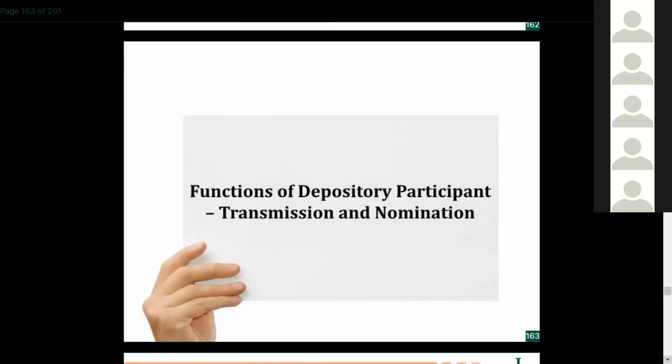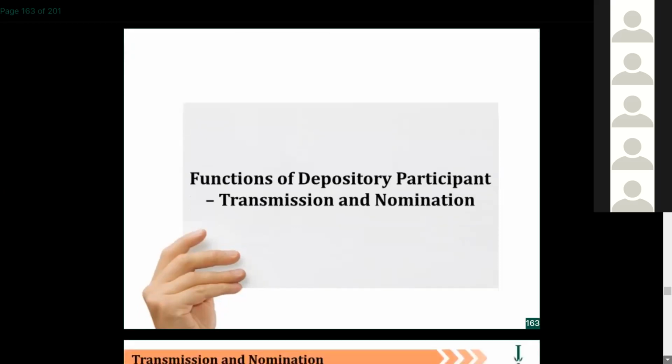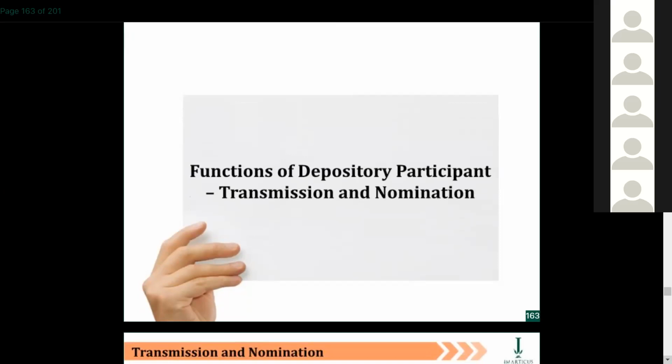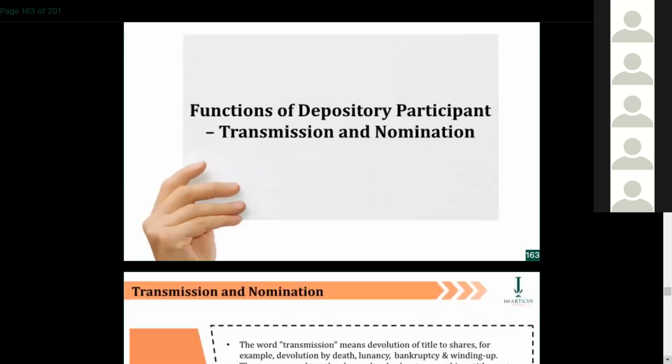So on death of the account holder, who this securities should be passed to will be decided by the nomination which the investor does during his lifetime. So when the securities are transferred from the name of the deceased beneficiary to the nominee, this is known as transmission. Yes, transmission is transmitting it to somebody else. Okay.